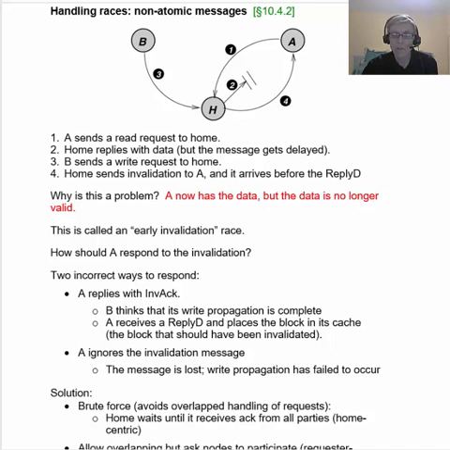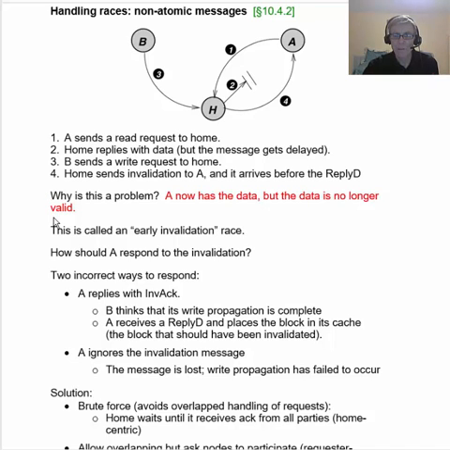The first is that A could reply with invac, so it just acknowledges the invalidation, and then B thinks its write propagation is complete. But that message from H to A is still outstanding, and when it is received, A would put the block in its cache, but the block is no longer valid. In fact, it has just been invalidated. So invac won't work. Another way that it could be handled is A just ignores the invalidation message, but that's no good because A now has out-of-date data and it thinks it's valid. So both of those are incorrect. In the last case, write propagation has failed to occur.